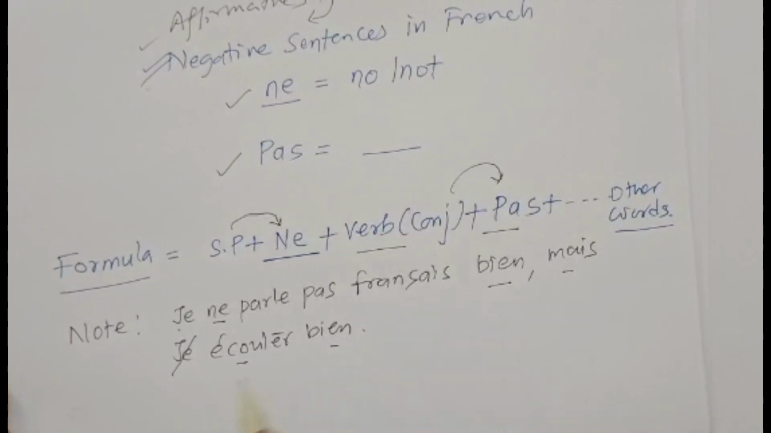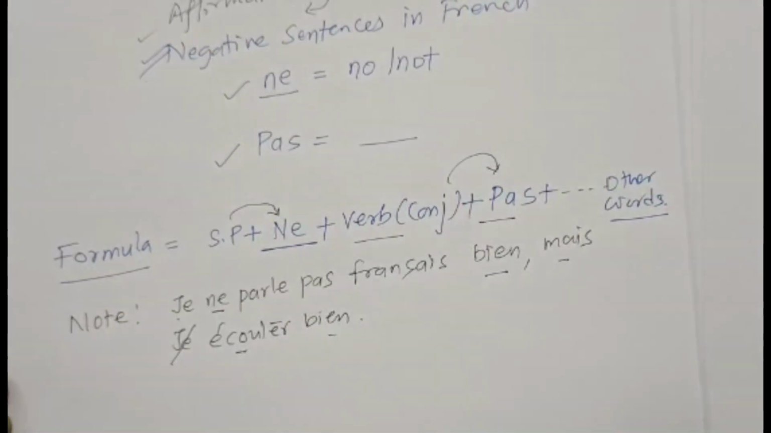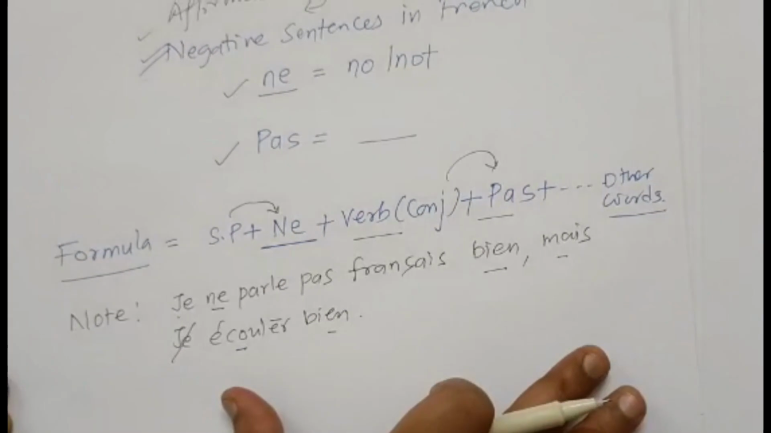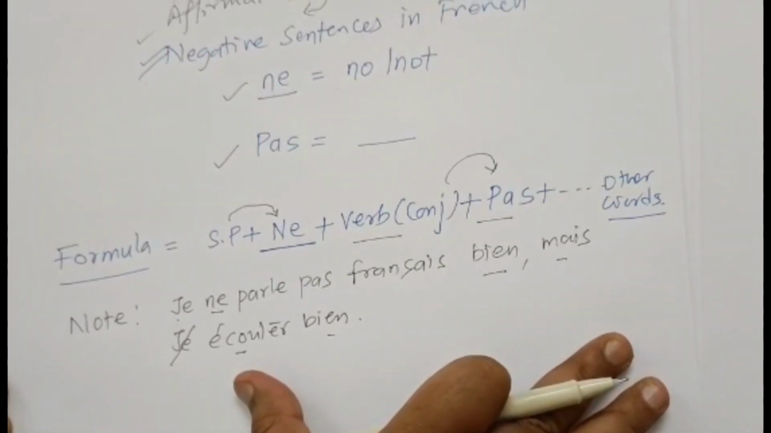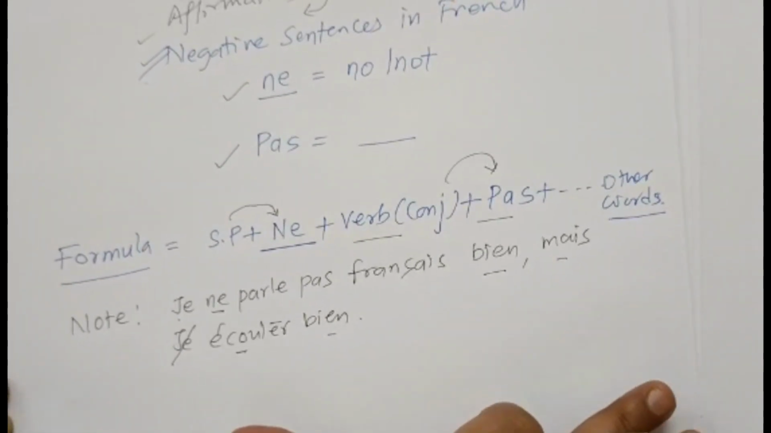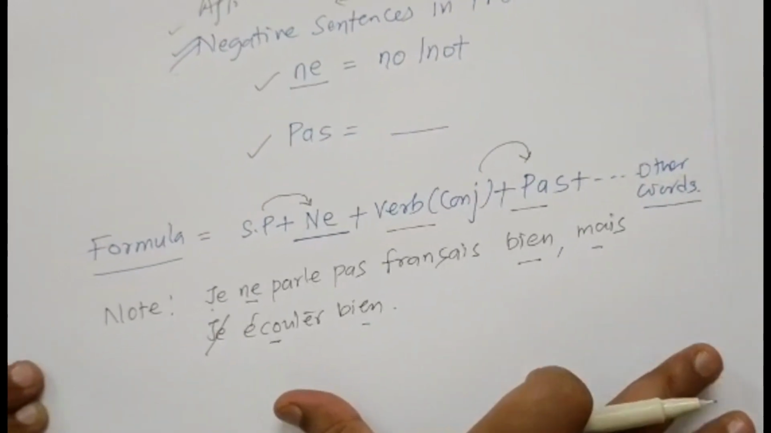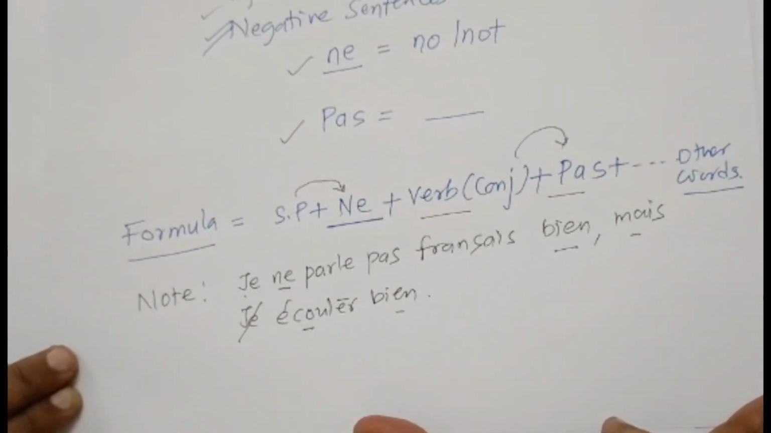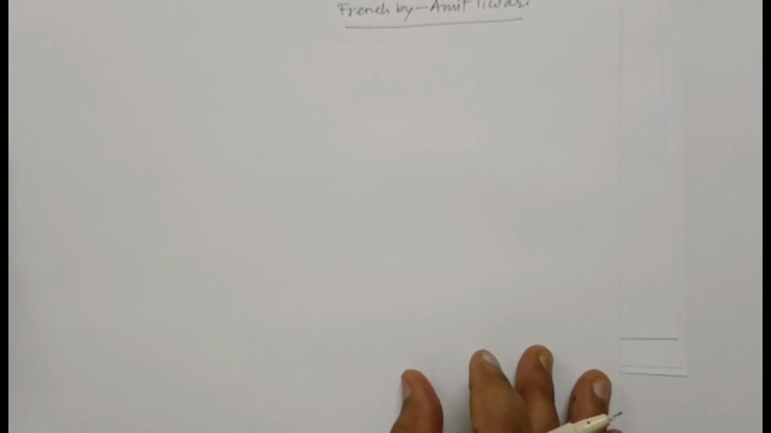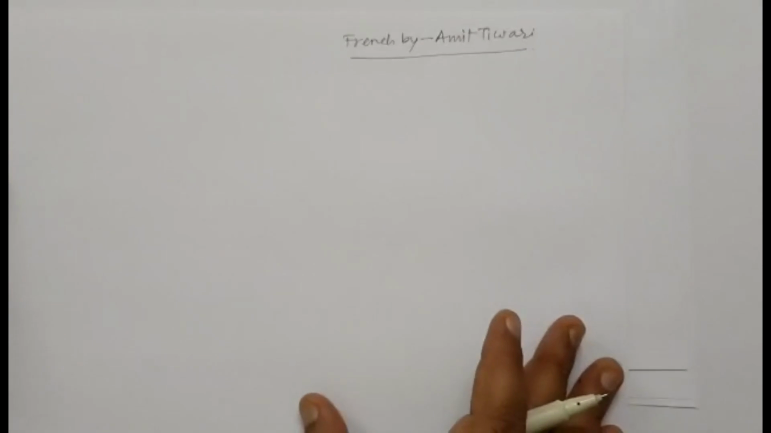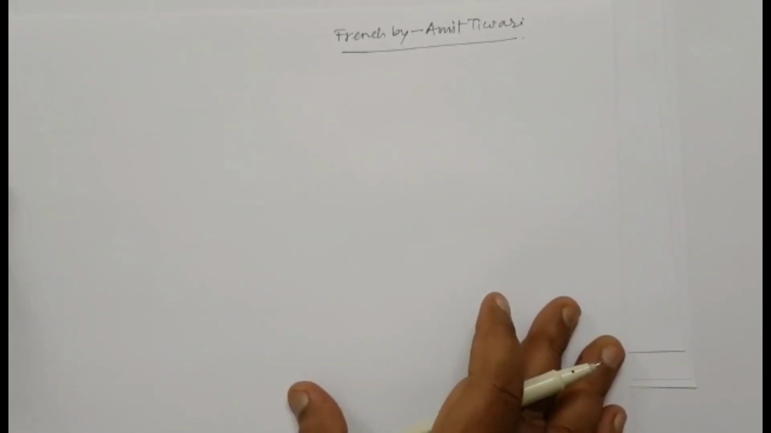I hope this way, with the help of the formula, you are able to understand what the language of French is all about and how we can create negative sentences in it. As we have discussed, once you are making any sentence a negative sentence, there is a set formula which can be applied. So let us take one example.